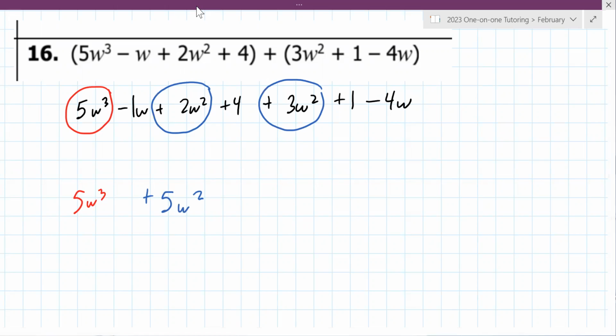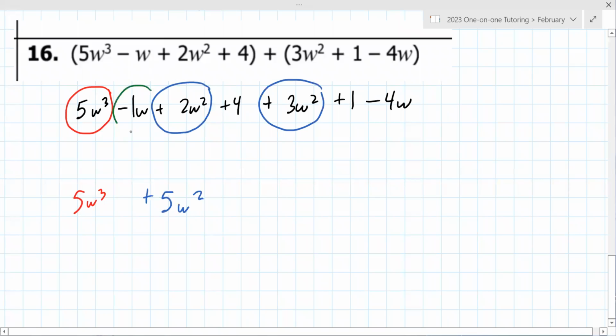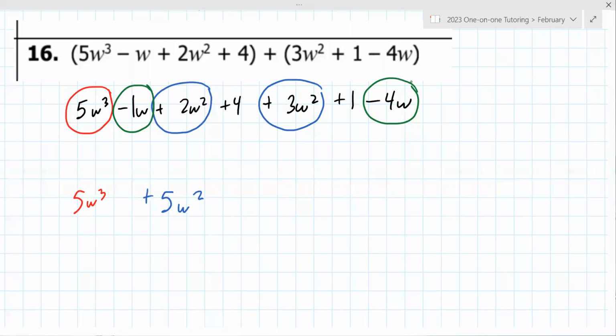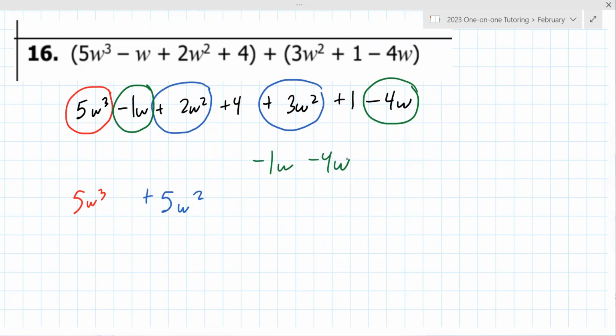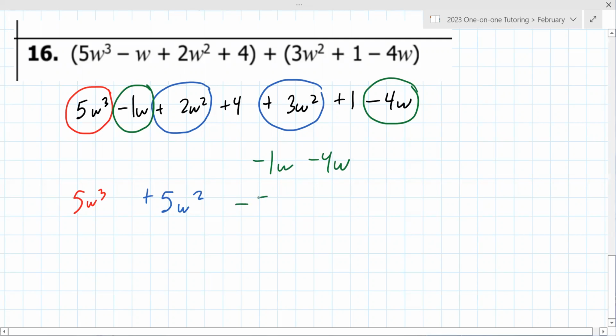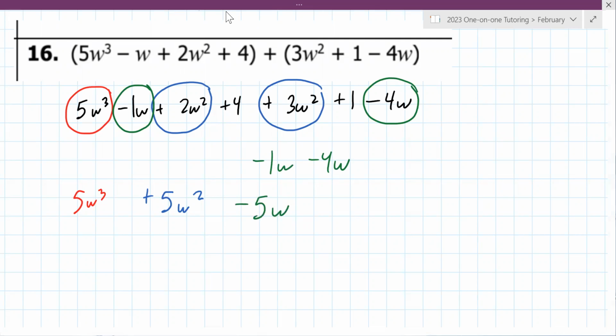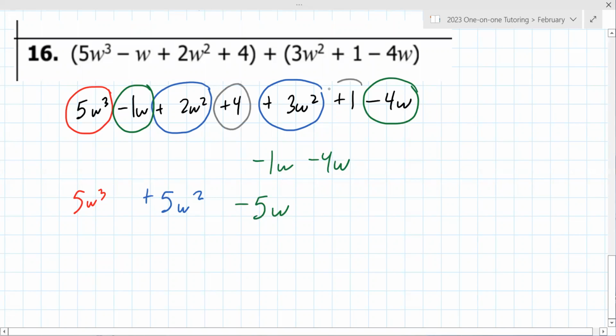All right. And then we go down to the powers of 1. Minus 1w minus 4w. I know a negative and a negative makes a positive when you're multiplying, but here you're adding, so it's just negative 5w. And then the last one is the number: plus 4 plus 1. That's just plus 5. Good.